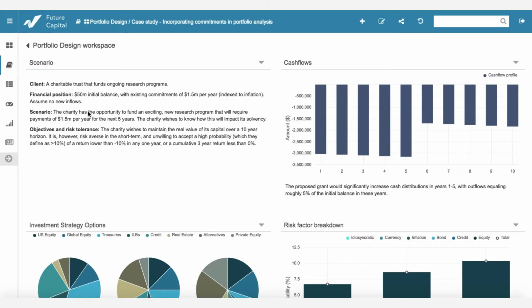They now have an opportunity to fund some exciting new research, but it's going to cost an additional $1.5 million in outflows each year for the next 5 years. They need to know how that's going to impact their solvency.